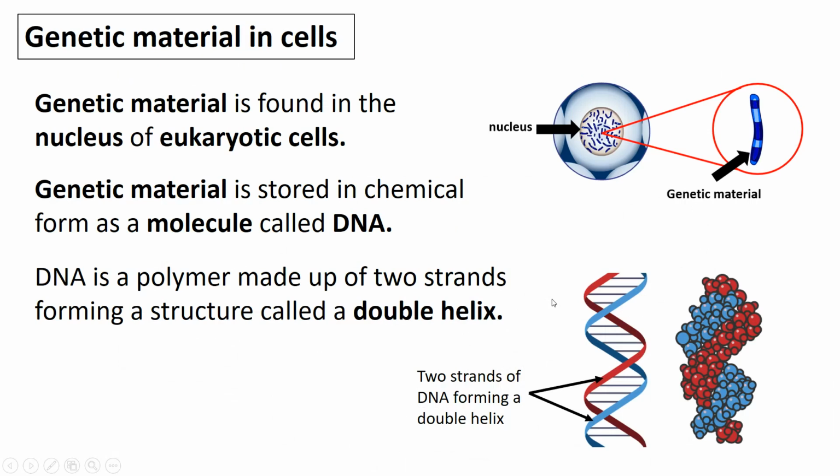So inheritance is really to do with all of the genetic material inside your cells, and the genetic material is found in the nucleus of a eukaryotic cell. It is stored as a molecule called DNA. You don't have to know it stands for deoxyribonucleic acid, just the letters DNA are useful. DNA is a polymer made of 2 strands, and it forms a structure called a double helix. So as you can see on that diagram, you've got those 2 twisted strands. They're connected together. If you're doing the triple content, you'll have to know how, but for now, we're just connecting together those 2 twisted strands, which form what is known as a double helix.